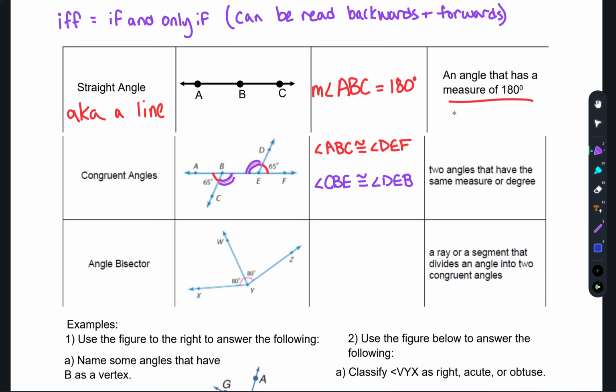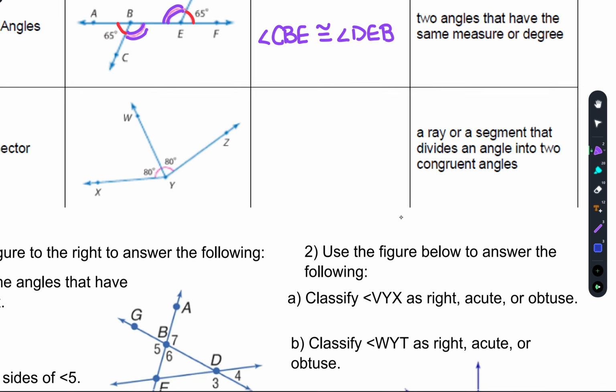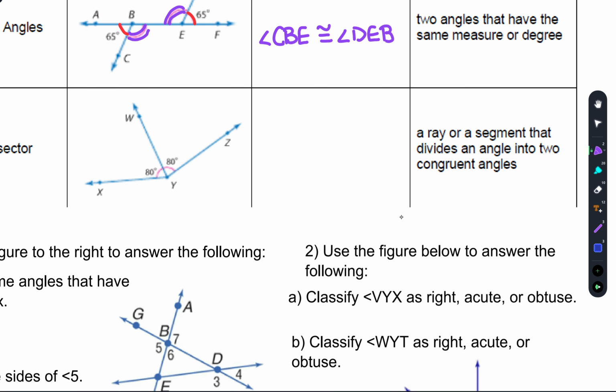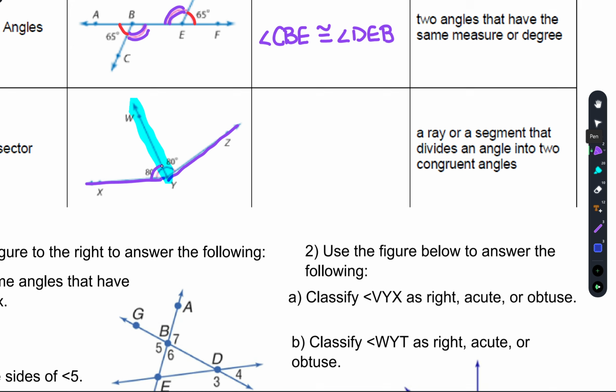So the last definition here is an angle bisector. An angle bisector can be a bunch of things. It can be a ray, a segment, a line, a few different options here. But it basically divides an angle into two congruent angles. So I have this angle right here, XYZ, and it is being bisected, or remember that word bisect means to cut into. It's being cut in half by that ray YW. I can tell it's being cut in half because of those angle tick marks here and here, and the fact that they're both 80 degrees.